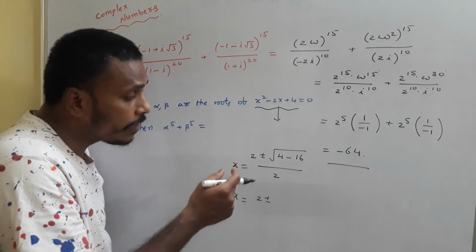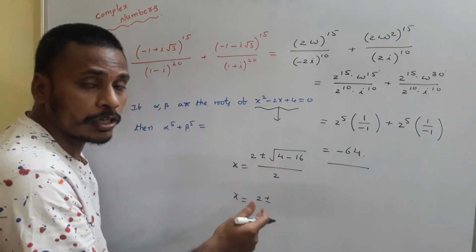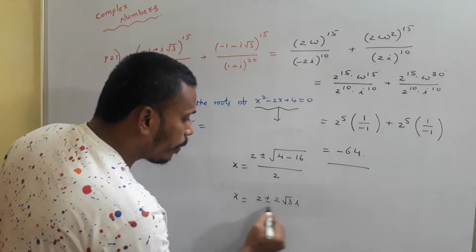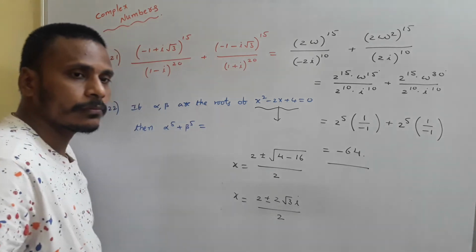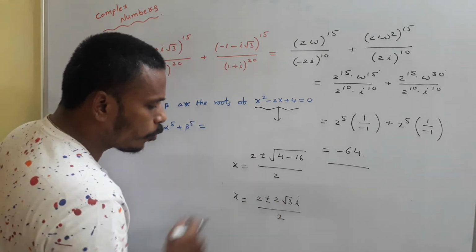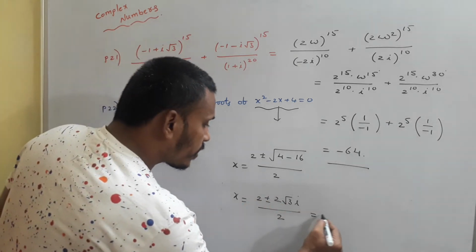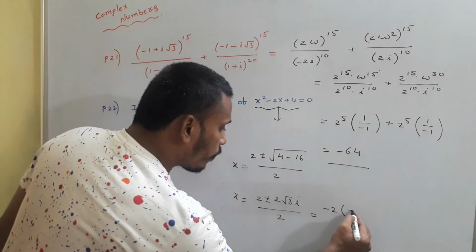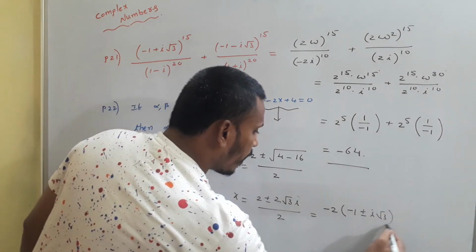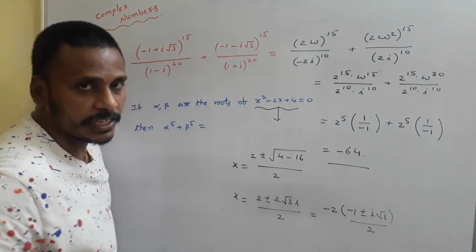If there is a minus sign in the root, it becomes i. Root 12 means 4 into 3, that means 2 root 3 i. So this is 2 root 3 i by 2. When you cancel out this 2, or you can do one thing, I will rewrite it like this: minus 2 of minus 1 plus or minus i root 3 by 2. Is there anything wrong? See, the denominator 2 is just as it is.